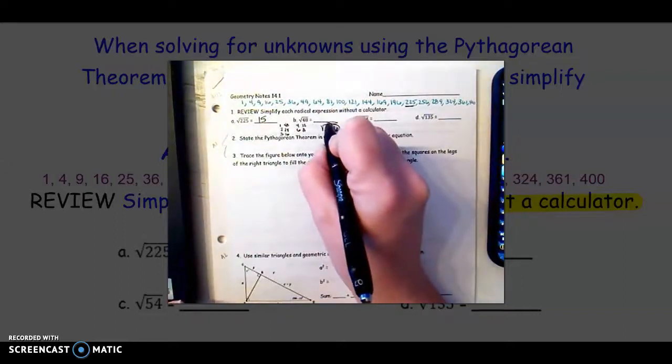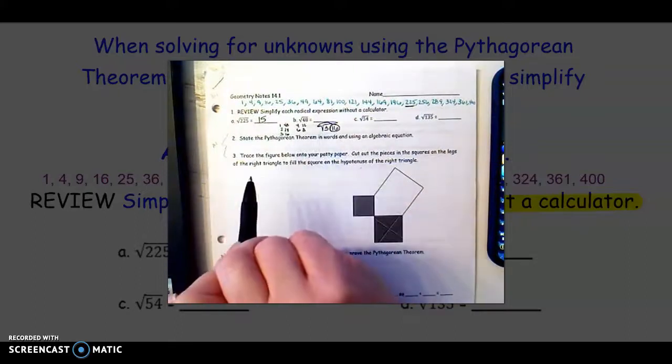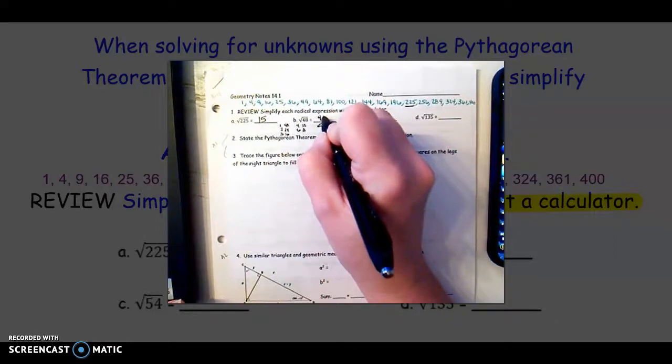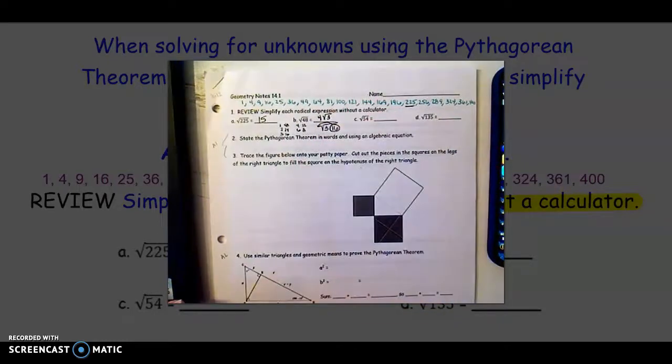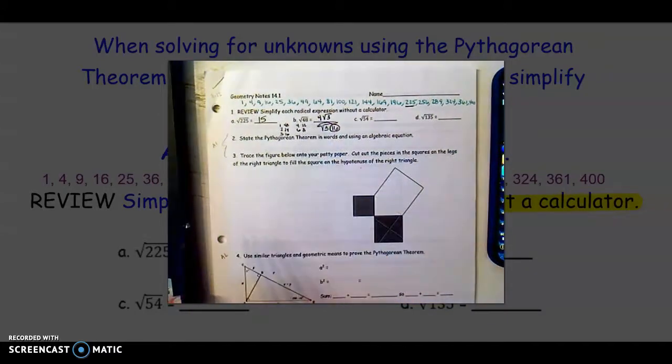Now when it comes out of the radical, it doesn't come out as a 16 because you're taking the square root of it. So the square root of 16 is 4. So I would have a 4 outside and a 3 inside. So we would say that's 4 square roots of 3. Or in other words, that's 4 times the square root of 3.